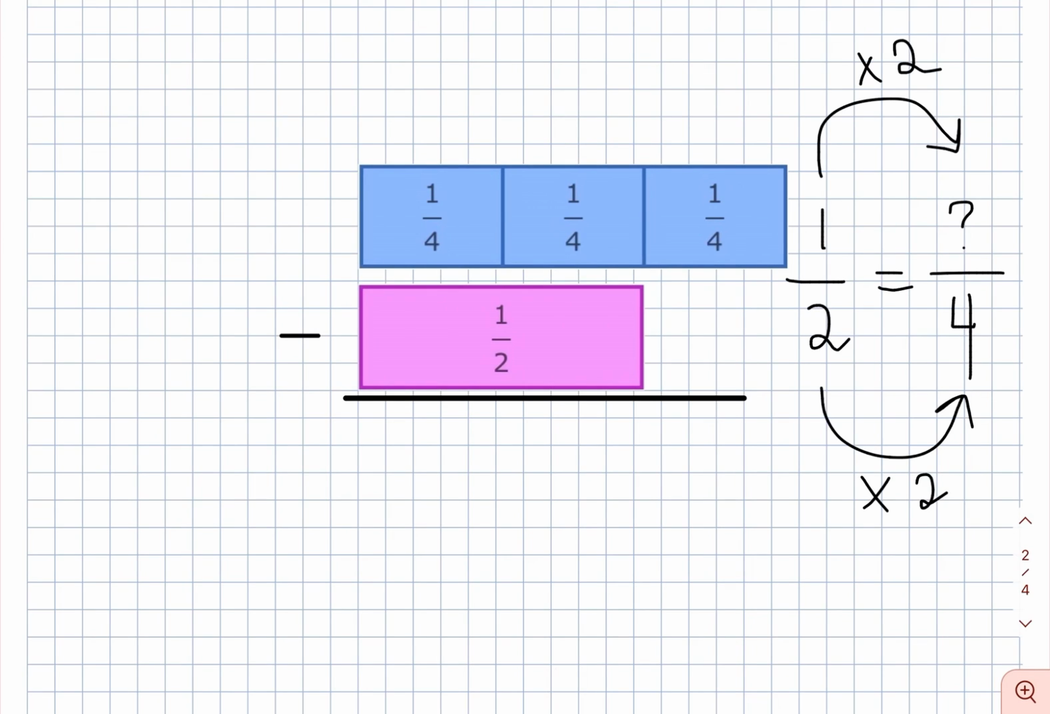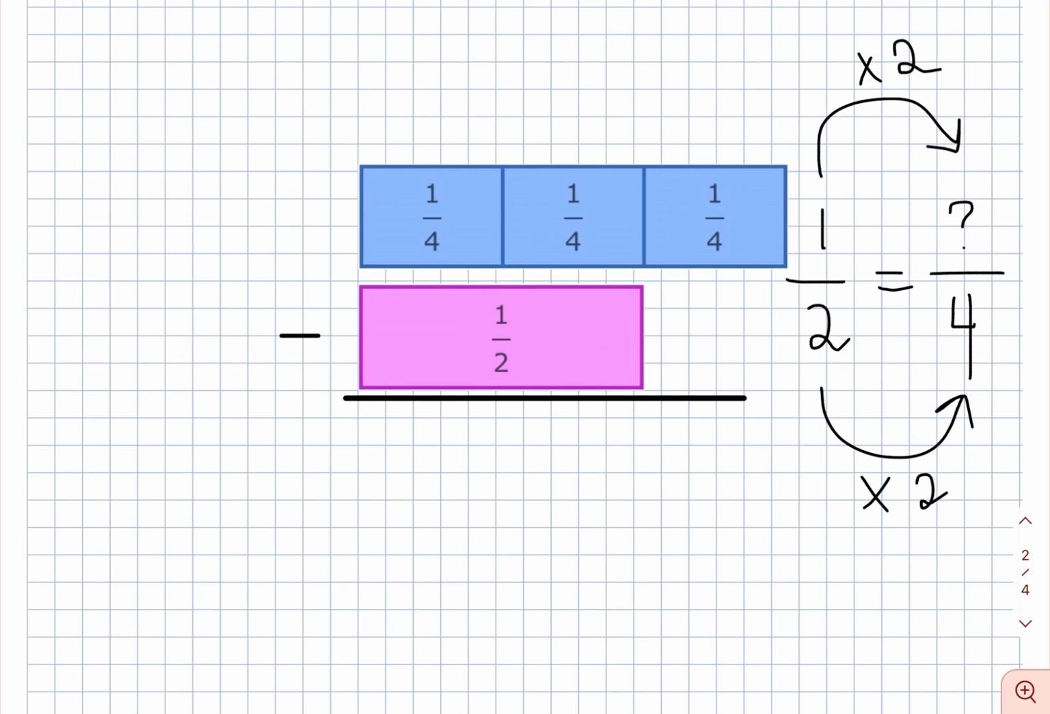Can you finish this subtraction problem on your own? First, figure out how many fourths are in this half, and then subtract 3/4 minus that number. Give that a try. All right.